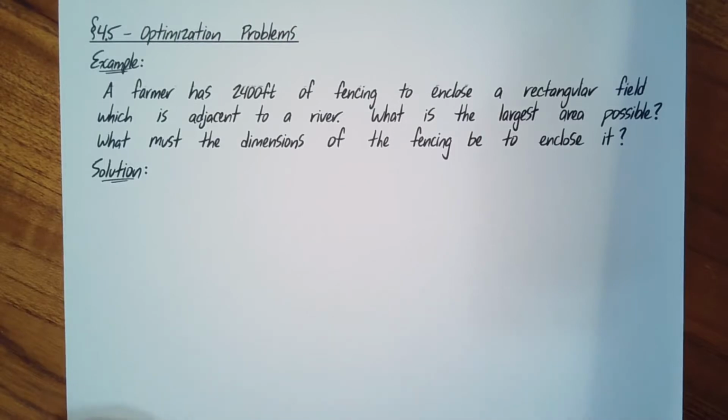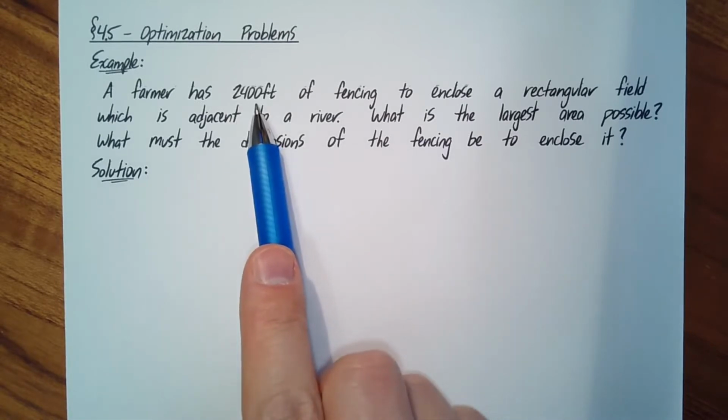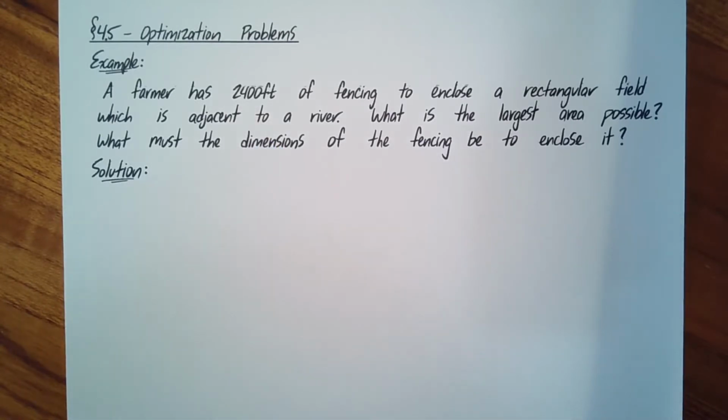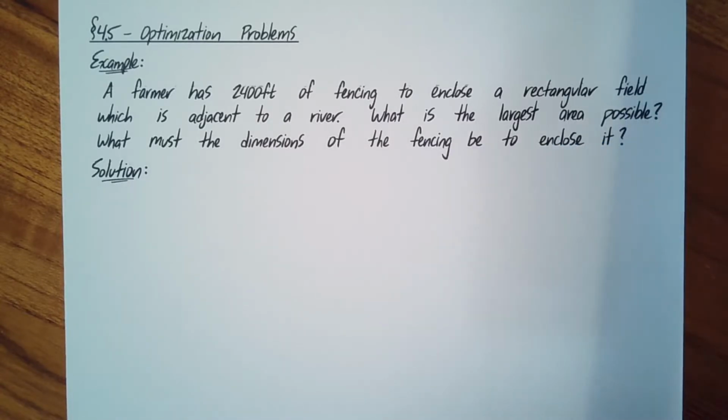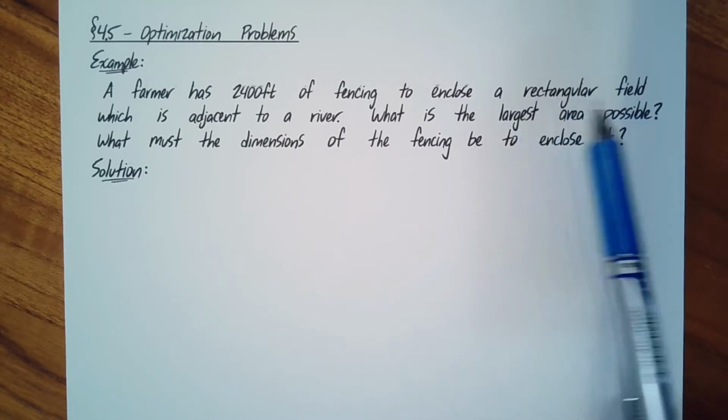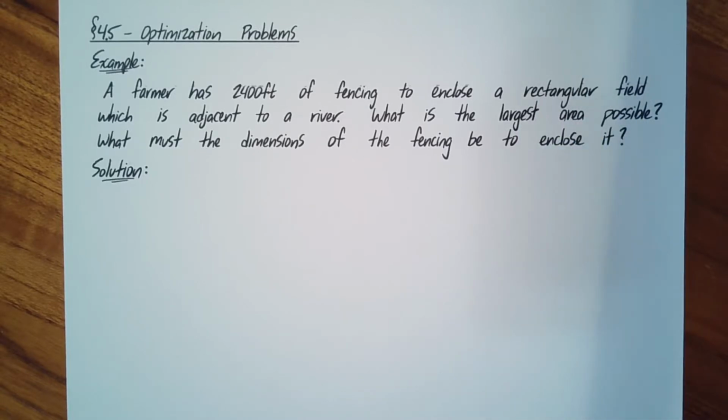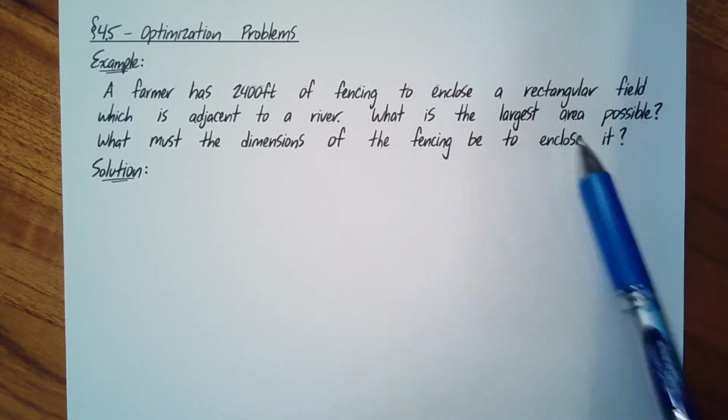So if we read this carefully, we've got a farmer, and the farmer has some fencing available. It's a specific amount of fencing, 2,400 feet, and the goal is to enclose a rectangular field which is adjacent to a river. Now the question is, what is the largest area that you can possibly manage to create by doing this? In other words, if you have this fence that encloses a rectangular field, what's the maximum area of this rectangle? You can measure its area. So what is the largest area possible?